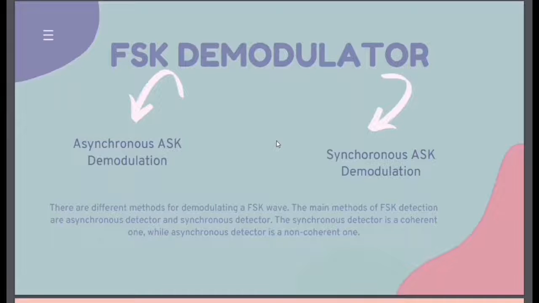Okay. There are different methods for demodulating an FSK wave. The main methods of FSK detection are the synchronous detector and the asynchronous detector. The synchronous detector is a coherent one, while the asynchronous detector is a non-coherent one.